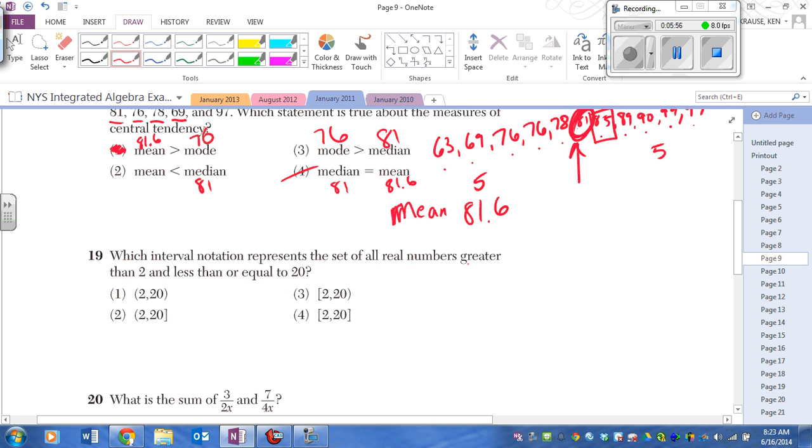This interval notation represents 2 less than, so it's just less than, or equal to. I'm sorry, let me rephrase it. It's greater than 2. That does not have an equal to, so we need a parenthesis. So it can't be these two over here because we need a parenthesis. Then it said less than or equal to 20. So less than or equal to 20. Do this one because we need a bracket.